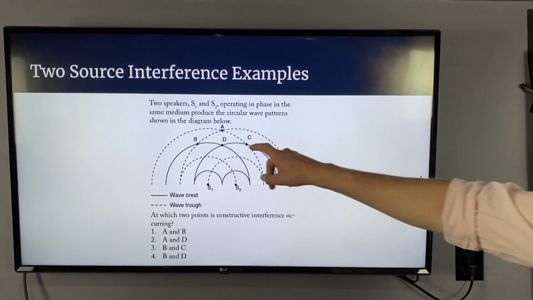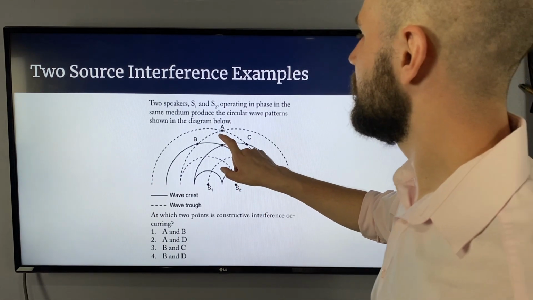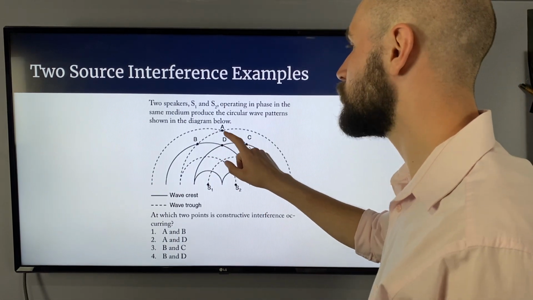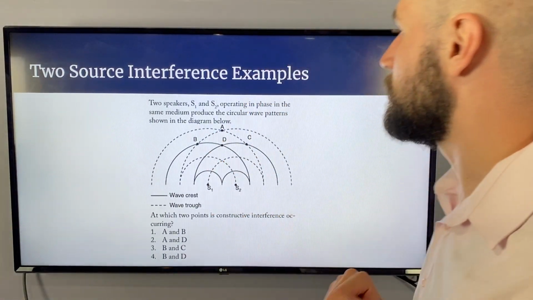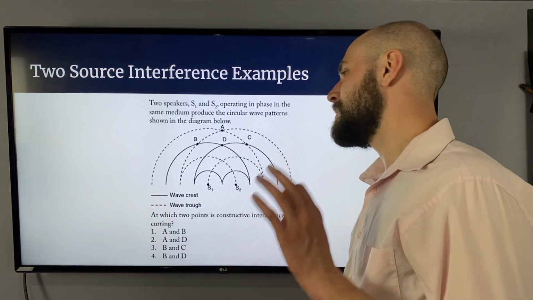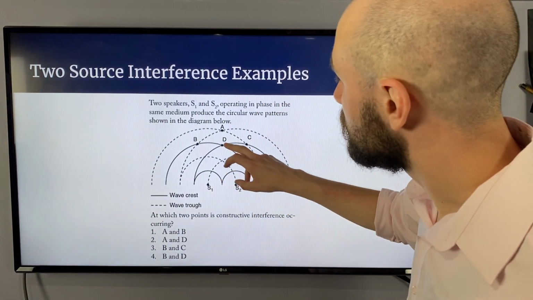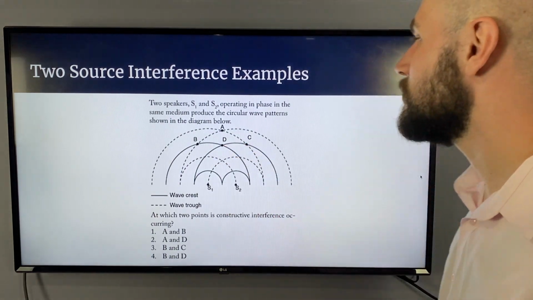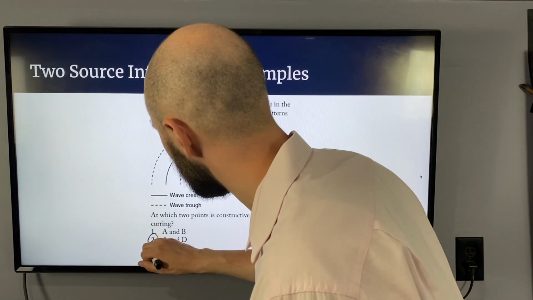We have points A, B, C, and D. The two points where we're going to get maximum constructive interference, well, we have point A. Here are two troughs. Those two troughs are going to add to create an even greater trough. That would be a point of constructive interference. And point D is also a point of maximum constructive interference. Those two crests are going to add to create an even greater crest. So the correct answer is points A and D.